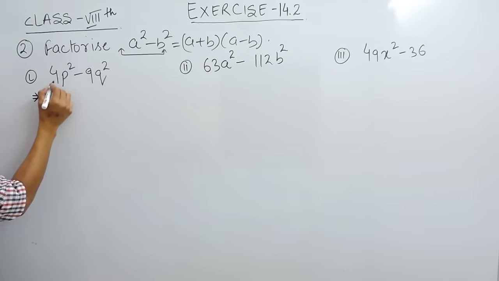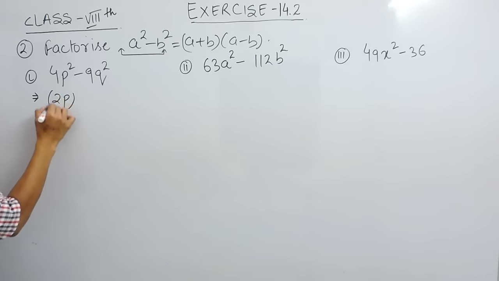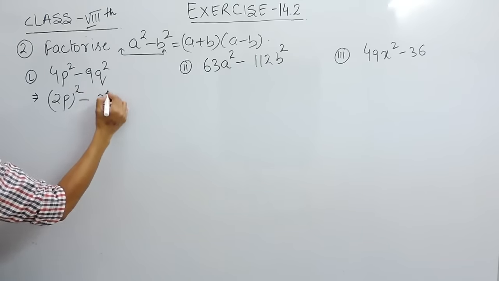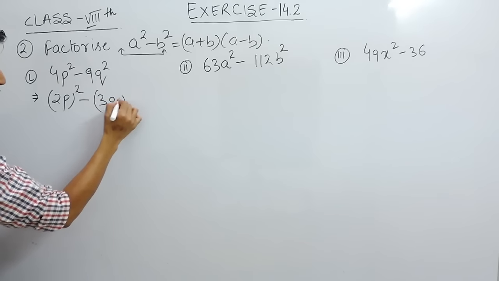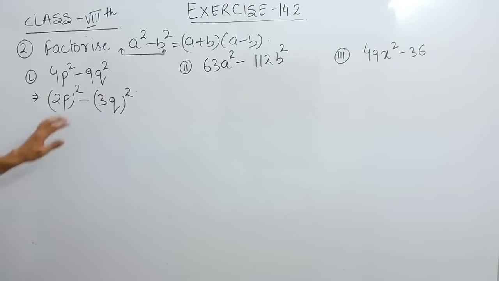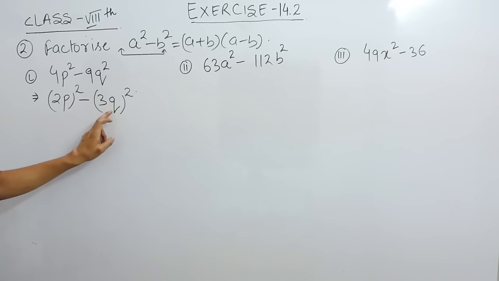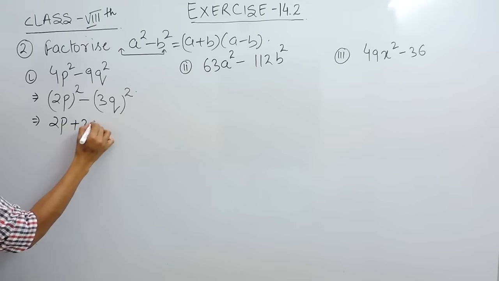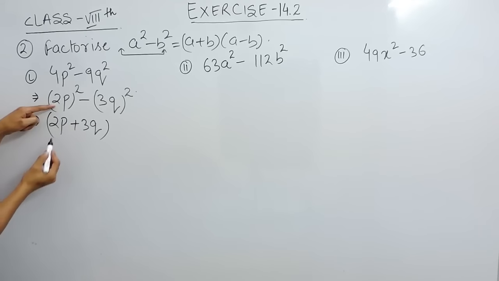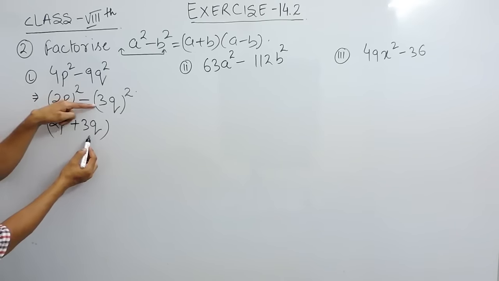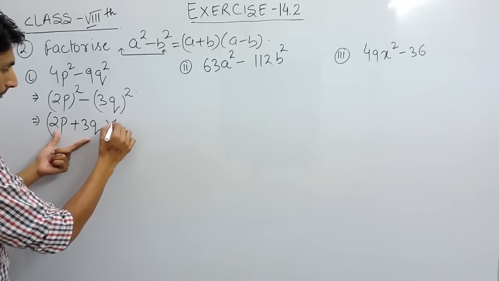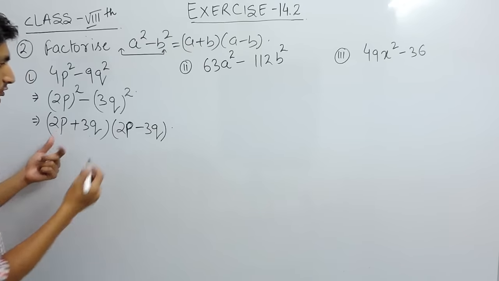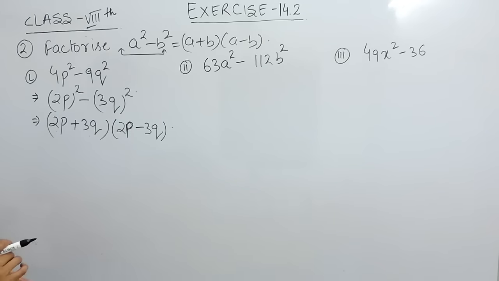Now let's start with the first part. This is a square, so this can be written as 2p square minus b square is 3. This is 9q square, so that can be written as 3q square. So I have converted this into a square minus b square, and this is equals to a plus b. So a, instead of a we have written 2p and our b is 3q, so a plus b multiplied with a minus b. So this is how we can solve the first part.